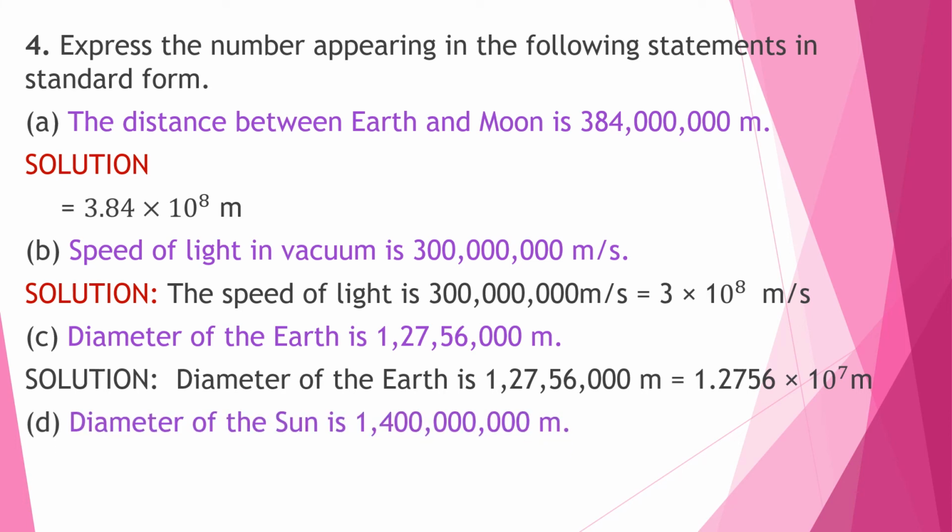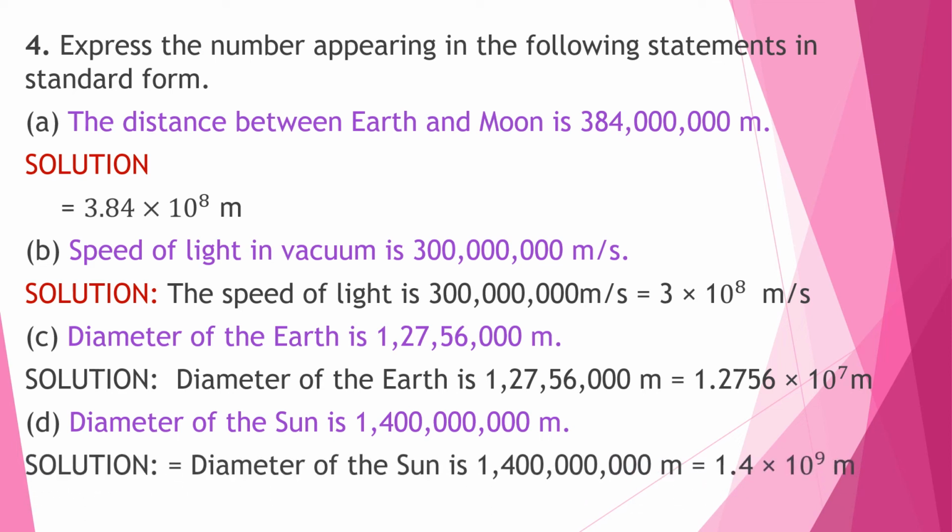Next, diameter of the sun is given in meter. So we can write after the first digit put a decimal point. So we get the standard form as 1.4 multiplied by 10 raised to 9.